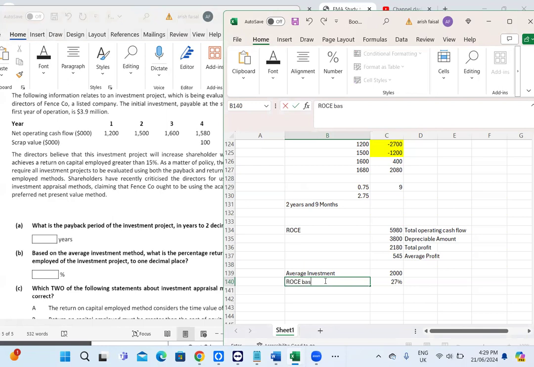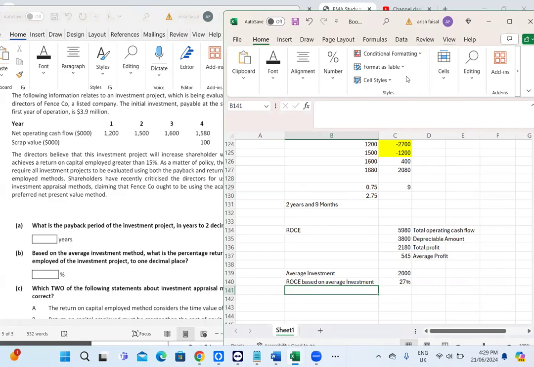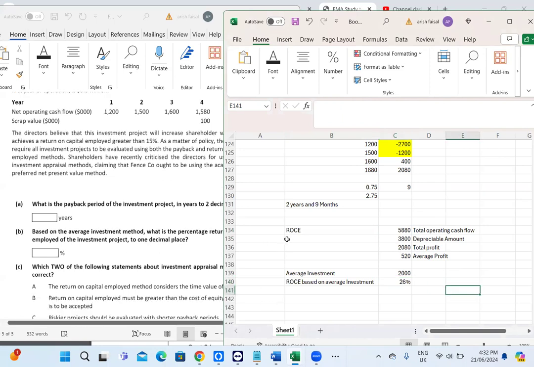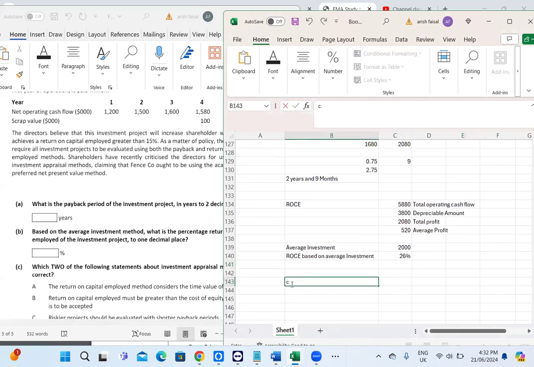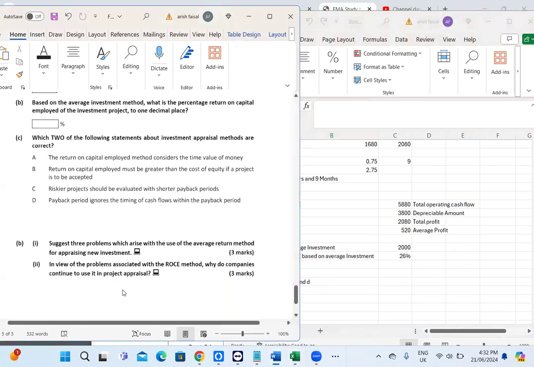So ROC based on average investment. Okay, so here you need to correct this. It's 1580. So 26 percent would be your ROC in this case. And as we already discussed, for part C the answers would be C and D. Okay. Right. Here you have a very small theoretical question.